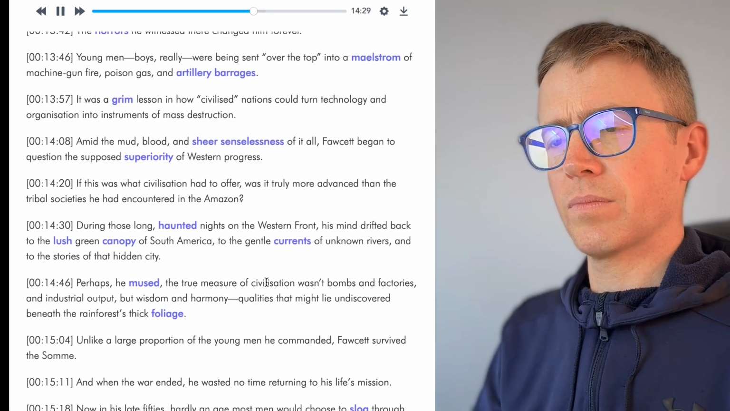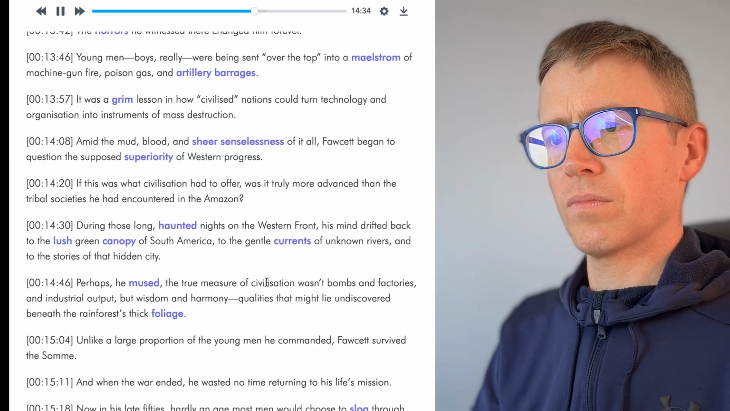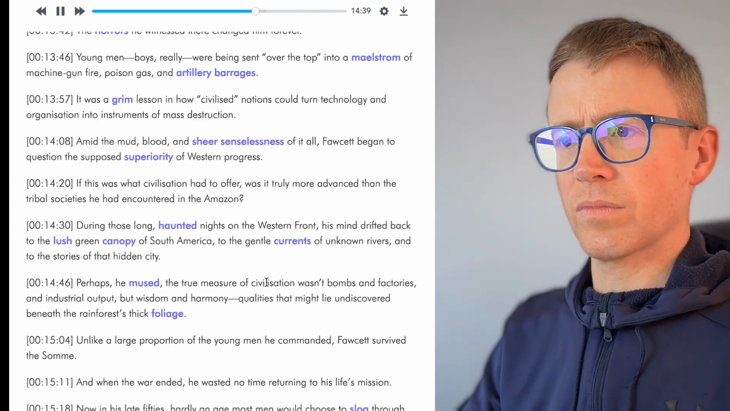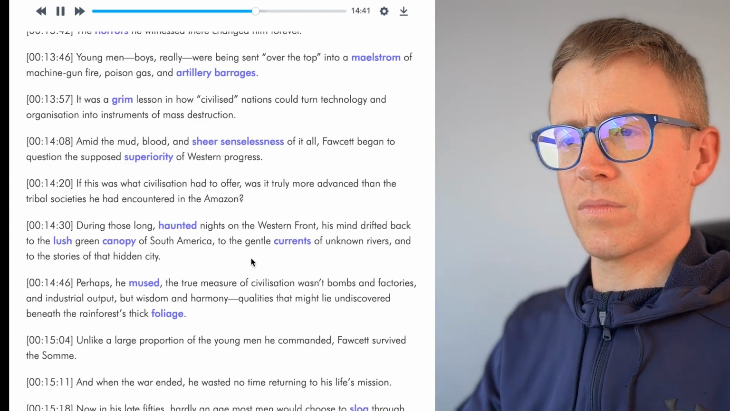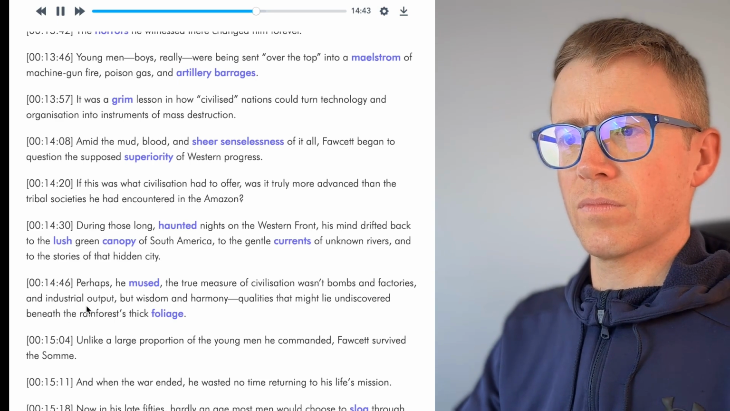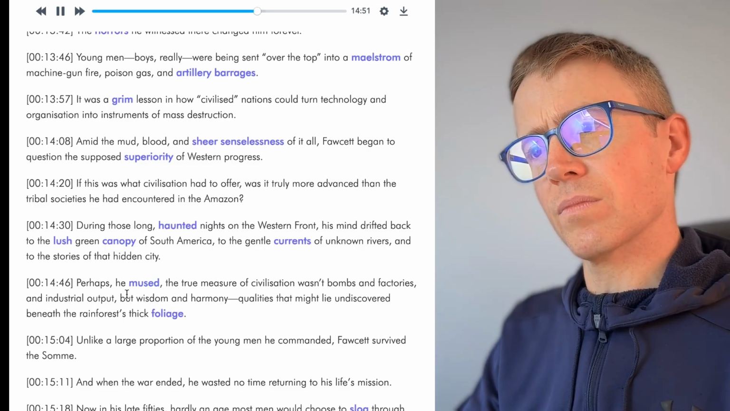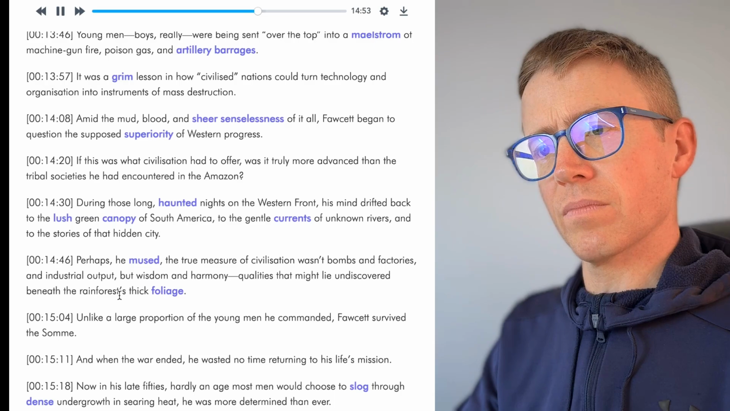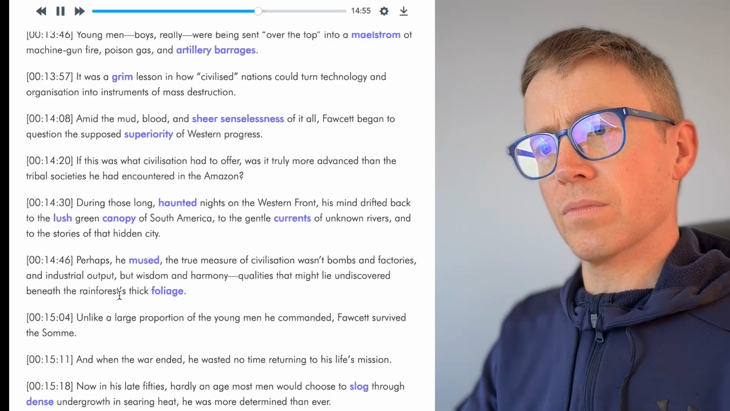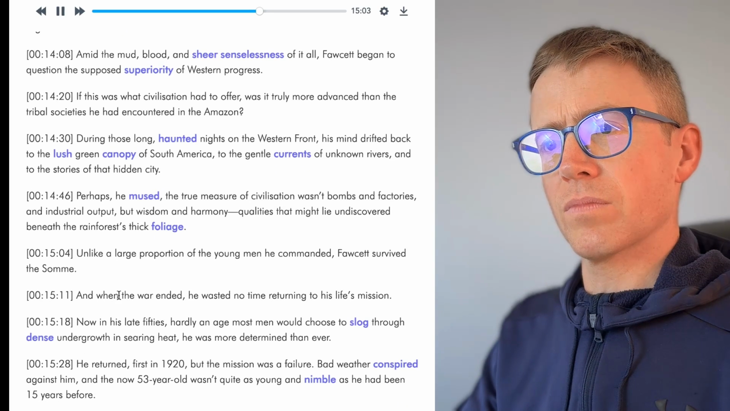If this was what civilization had to offer, was it truly more advanced than the tribal societies he had encountered in the Amazon? During those long, haunted nights on the Western Front, his mind drifted back to the lush green canopy of South America, to the gentle currents of unknown rivers, and to the stories of that hidden city. Perhaps, he mused, the true measure of civilization wasn't bombs and factories and industrial output, but wisdom and harmony, qualities that might lie undiscovered beneath the rainforest's thick foliage.